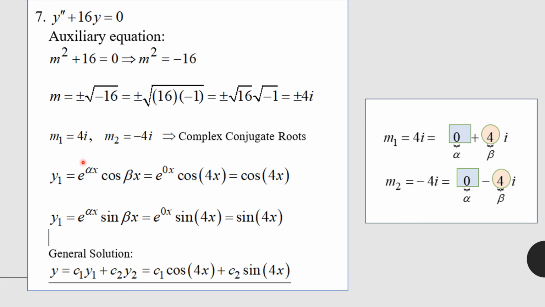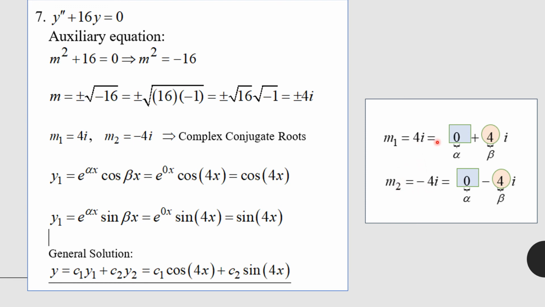We are going to follow this formula when we have complex conjugate roots: e to the alpha x cos beta x for y1, and y2 is e to the alpha x sine beta x. What you have to do is to substitute alpha and beta into this formula. Let us identify the values of alpha and beta. m1 is 4i, m2 is negative 4i.